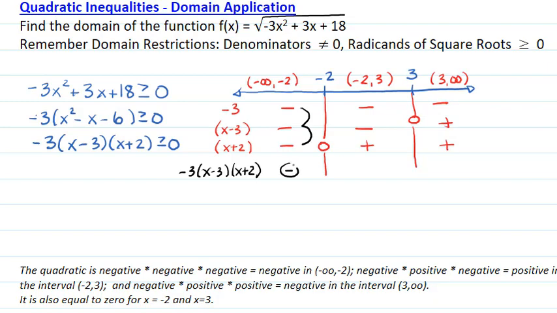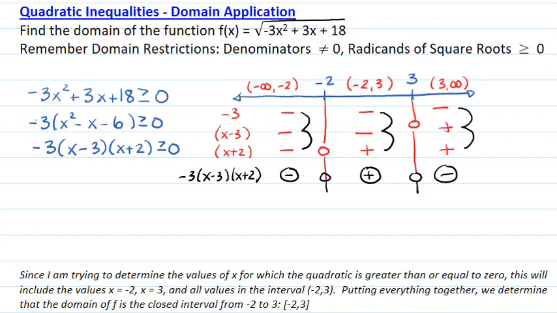The quadratic is negative times negative times negative. That gives me a negative in the interval negative infinity to negative 2. Negative times negative times positive. That gives me a positive in the interval negative 2 to 3. Negative times positive gives me a negative in the interval 3 to infinity, and it is also equal to 0 when x is negative 2 and equal to 0 when x is equal to 3.